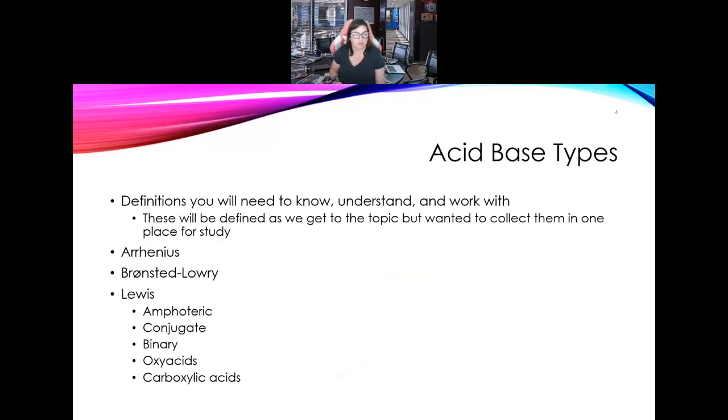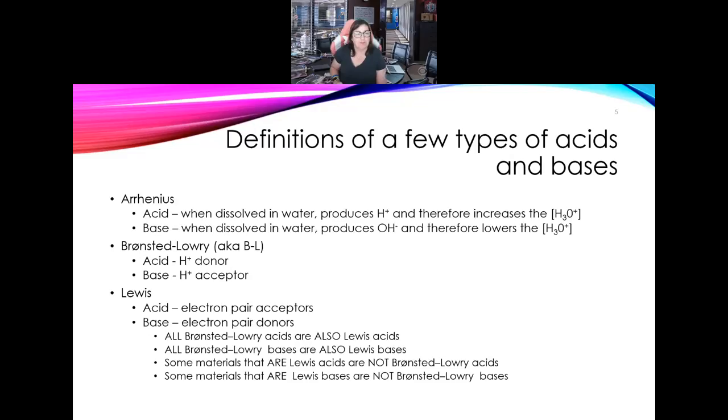All right. So definitions that you'll need to know, understand, and work with. A lot of them are actually defined in chapter 4, but we're going to be using them here. So we're going to be talking about Arrhenius, Bronsted-Lowry, and Lewis, and those are types of acids and bases. Amphoteric, what that means. Conjugate, what that means. Binary, oxoacids, and carboxylic acids. So those are terms that will become familiar with you by the end of this lecture.